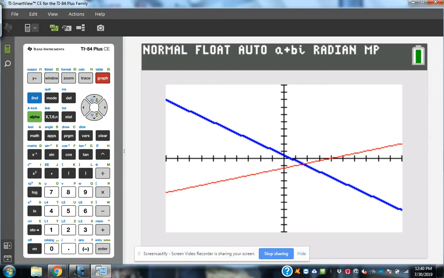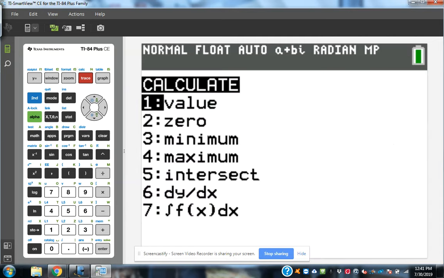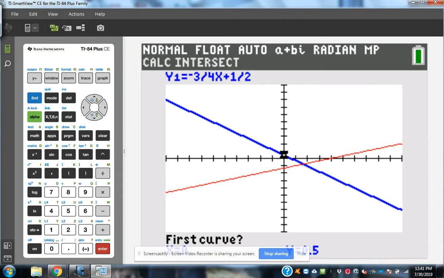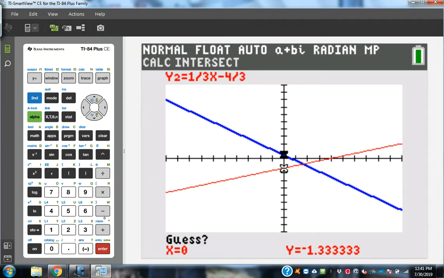Now we could estimate that that would be somewhere between 1 on the x-axis, so it's between 1 and 2, and close to negative 1 on the y-axis where those two lines are crossing. But the calculator has a nice feature. If you hit second and trace, we can find the intersect of that. So that's the fifth option. And then it just asks you, the first curve is this one, the second curve is that one. And it asks you to guess. So you want to move your cursor close to where they are crossing and hit enter. And it gives us the decimal approximation for that.